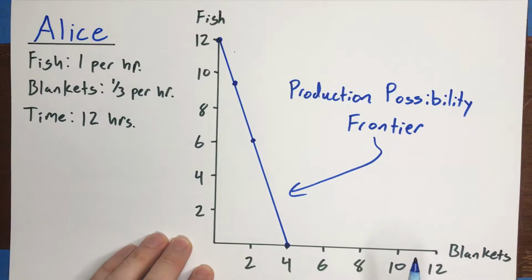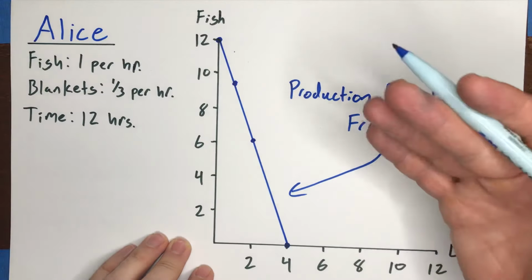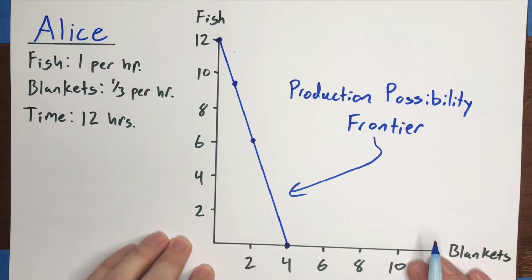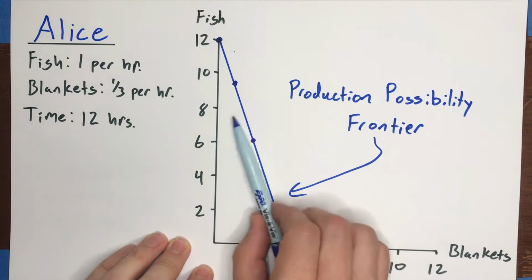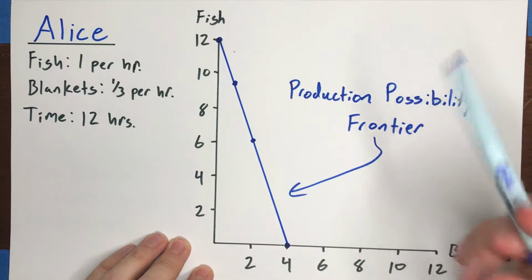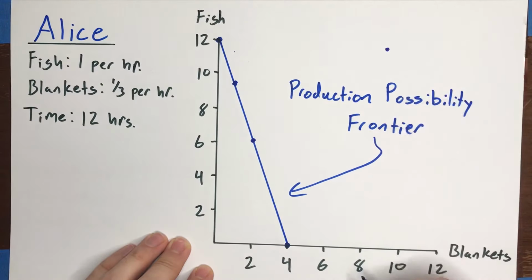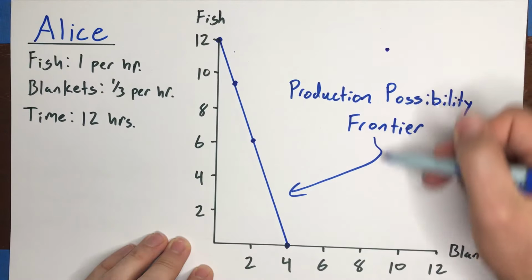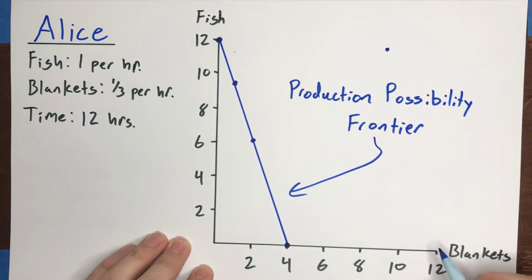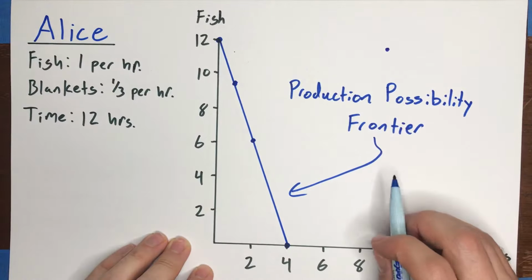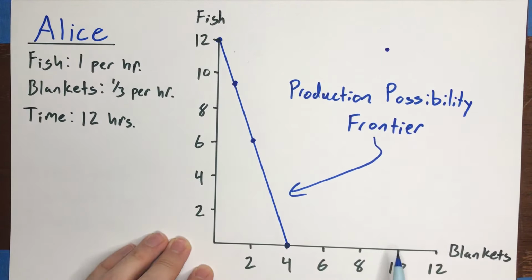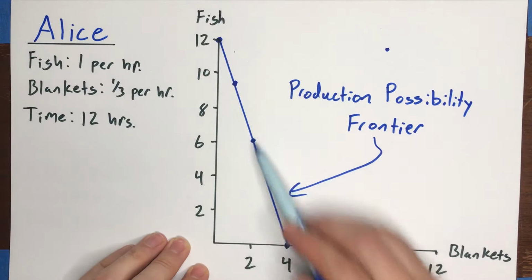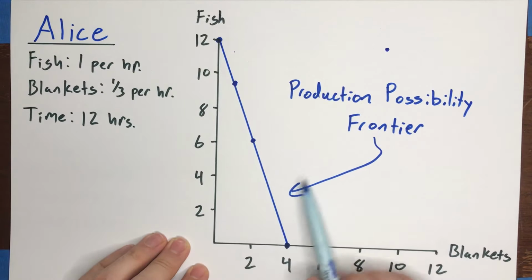Okay, now remember, we said that she always prefers more fish to fewer fish, and she always prefers more blankets to fewer blankets. So if she could, she would like to consume some bundle out here where she's getting, say, 12 fish roughly and 8 or 9 blankets. But she can't do that in a day because she can't produce that much in a day. You can think of this as kind of being a fence, and she can't get past this fence.